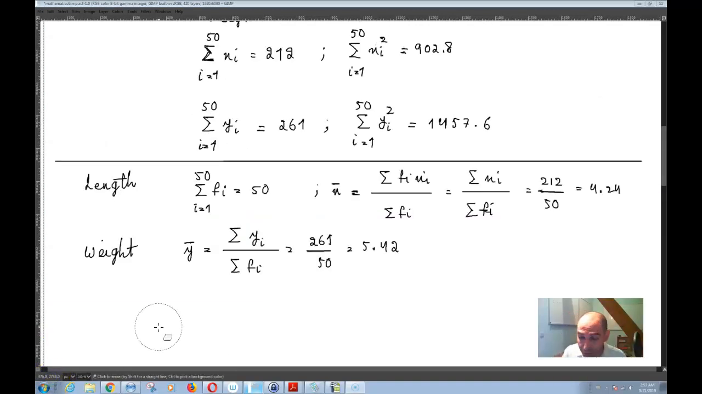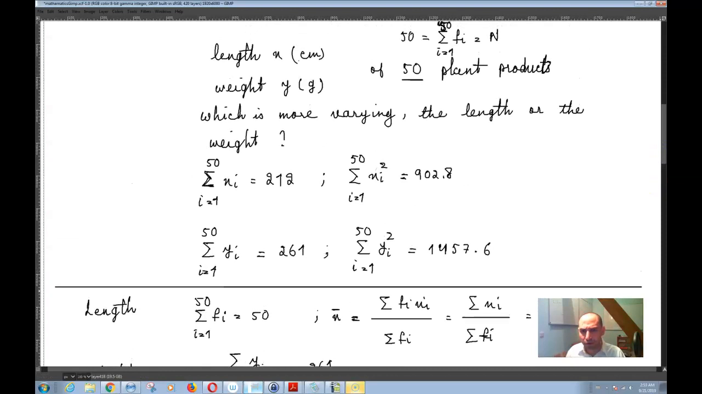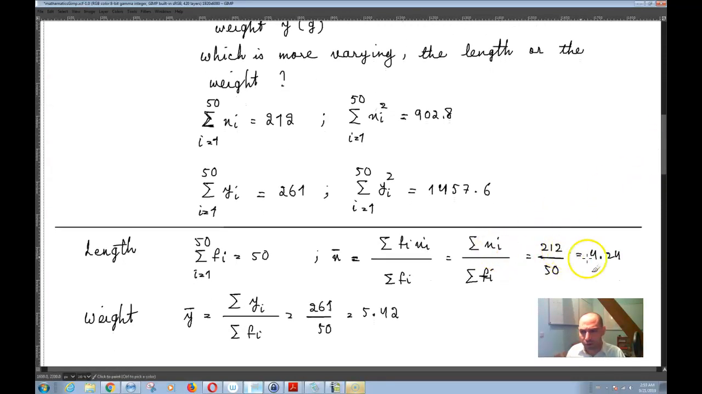Okay, so I think we came up to the point where we understood that y bar was not equal to x bar. So y bar was equal to 5.42, and x bar was equal to 4.24. Now what we need to do is calculate sigma for x and sigma for y, and then compare, and calculate the coefficient of variation for the two.